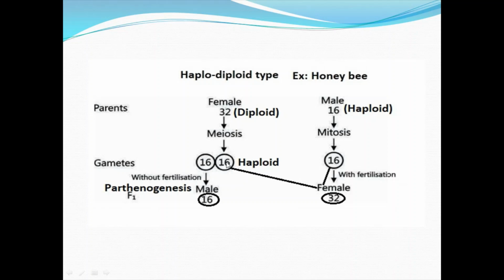Some eggs fuse with the sperm, and they produce diploid females. Hence, females are diploid here because both the sperm and egg fuse. So in short, males are produced without fertilization, whereas females are produced after fertilization. So females are the products of fertilization.